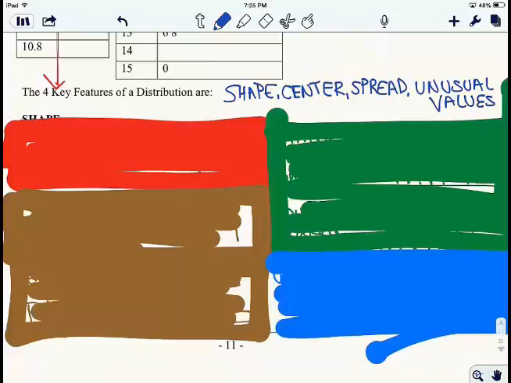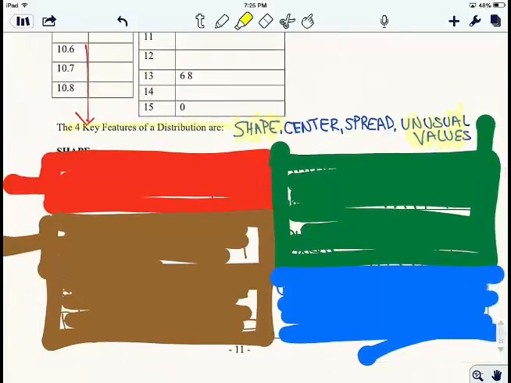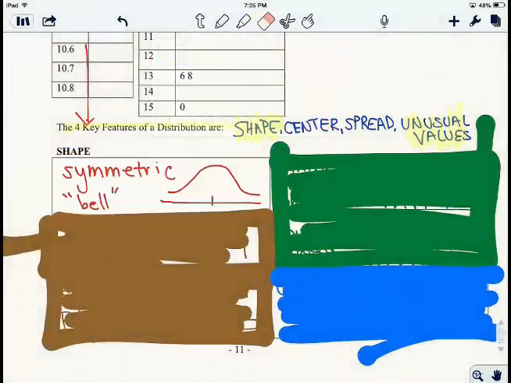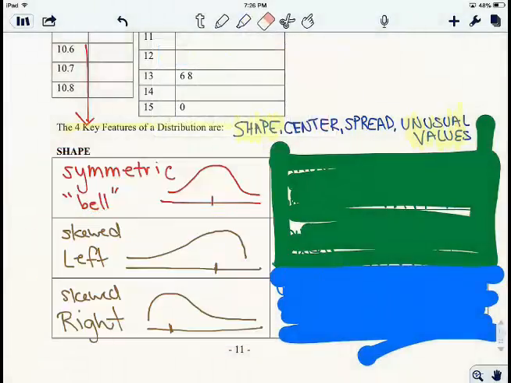The next thing we're going to talk about are 4 key features of a distribution, and these are super important, and they are shape, center, spread, and unusual values. For this lecture, we'll only talk about shape and unusual values, and there are 6 shapes we'll talk about. You've probably seen these before. The first is bell-shaped or symmetric. The next, left skewed or right skewed. Remember, left skewed means the majority of the data is on the right, with 1 or 2 or a few outliers pulling the data to the left, and vice versa for right skewed.